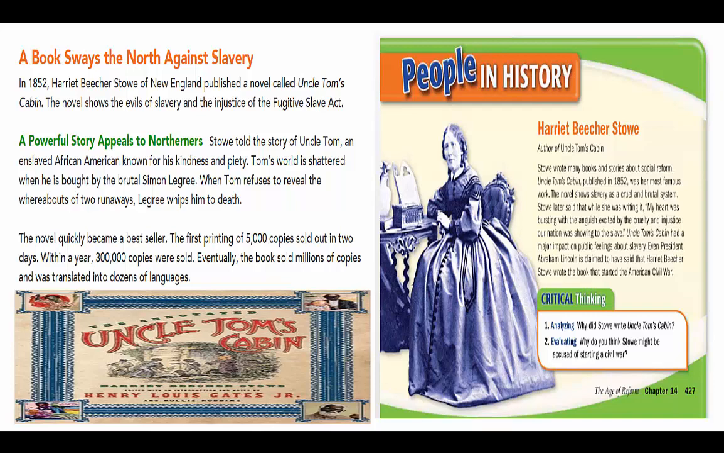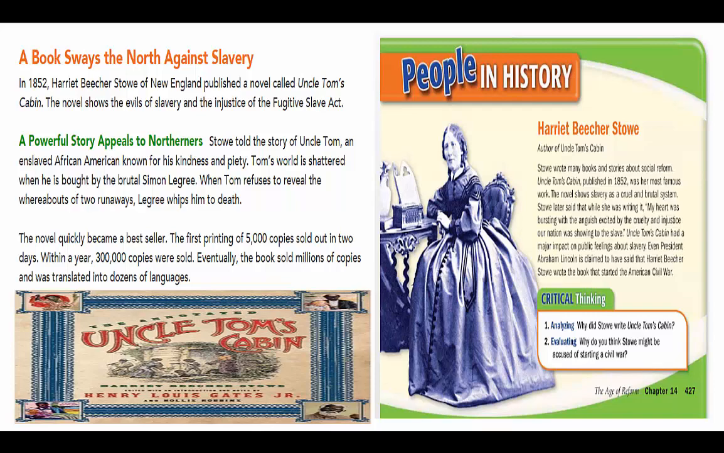The novel quickly became a bestseller. The first printing of 5,000 copies sold out in 2 days. Within a year, 300,000 copies were sold. Eventually, the book sold millions of copies and was translated into dozens of languages.